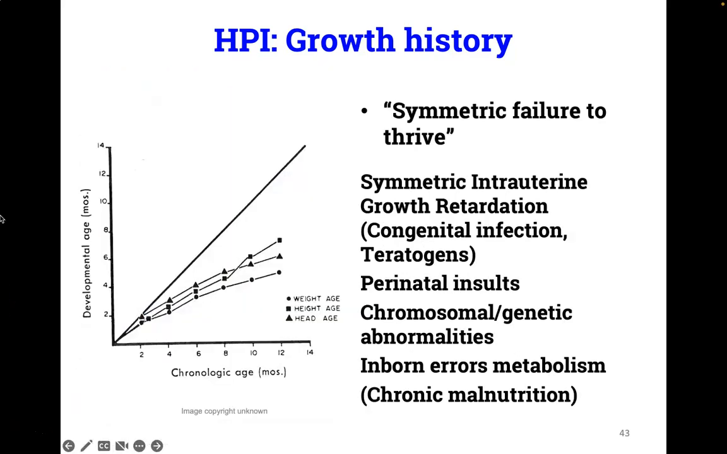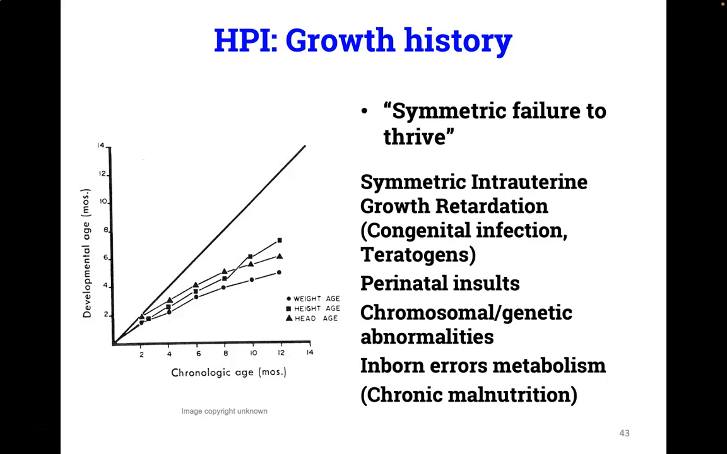The third scenario is where the weight, the height, and the head circumference are similarly and significantly affected. So we wouldn't use a curve like this that I'm showing here typically, but it does illustrate that the height age, weight age, and head circumference age are all lagging behind that of a normal developmental age, and each appear to be decreased to a similar extent and with similar timing.